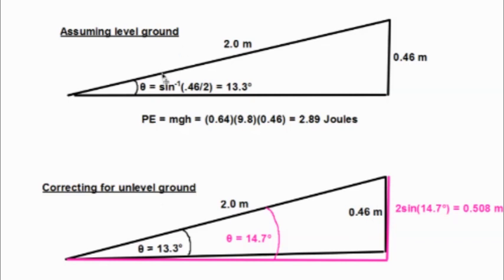But now because the ground is tilted, I have to correct for the unlevel ground. Now my whole setup is tilted, and you can see I've kept that same black triangle, but I've tilted it now so that the bottom of the ramp is a little lower than before. And now using the pink triangle, and knowing that the angle of incline is 14.7 degrees, I can see that the delta H of the wheels is actually about 51 centimeters and not 46 centimeters.